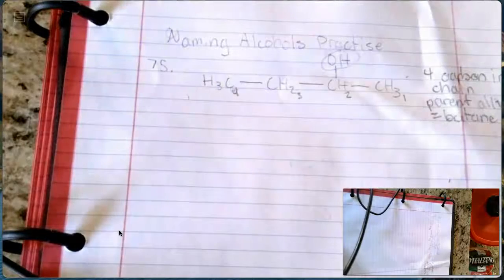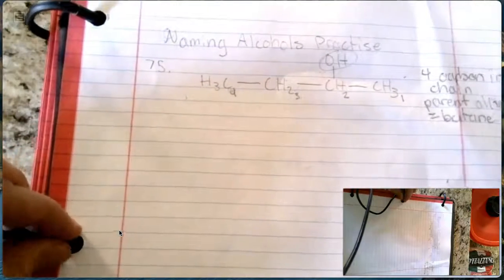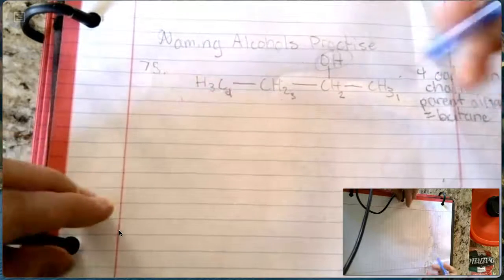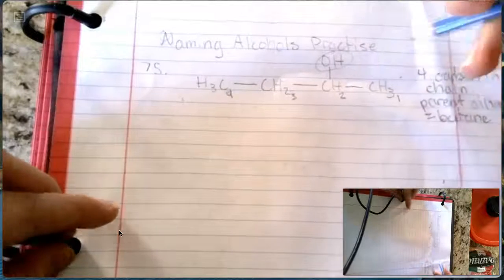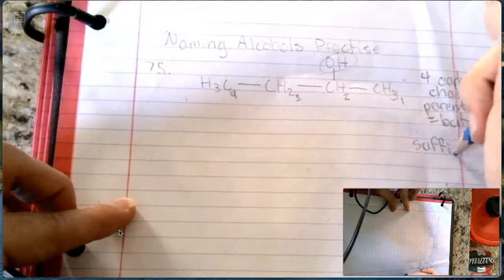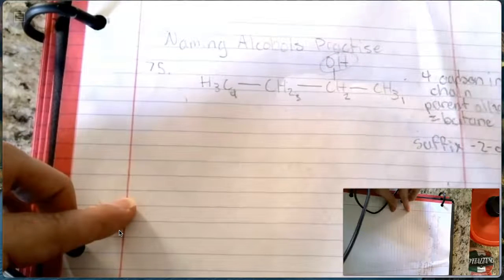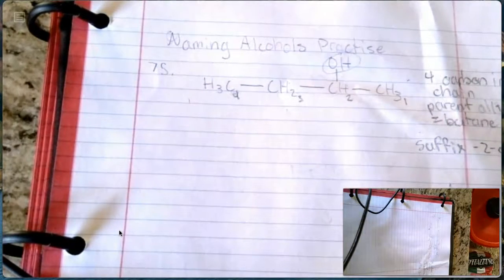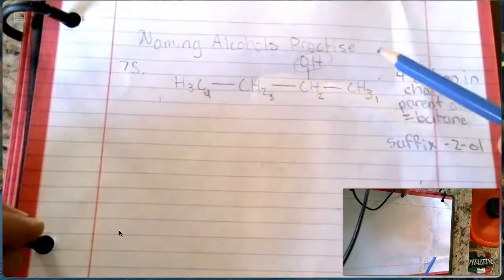Our next step is identifying our suffix. So, we want to look where our suffix is and which carbon atom it is bonded to. So, if we look at our compound, the hydroxyl group is bonded to carbon atom 2. So therefore, our suffix is going to be -2-ol. And remember, it's only one ol because there's only one hydroxyl group.